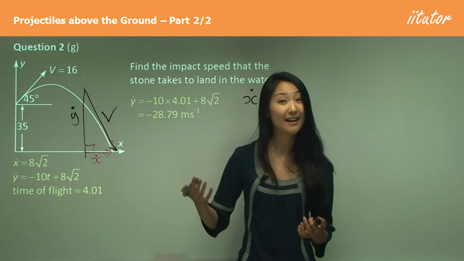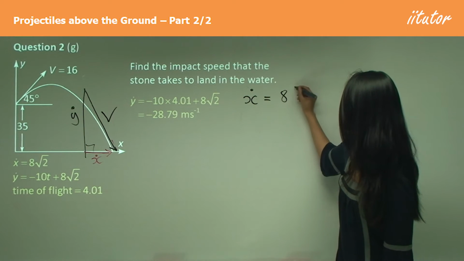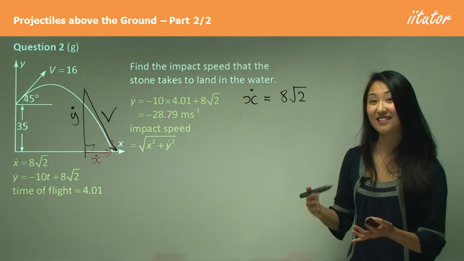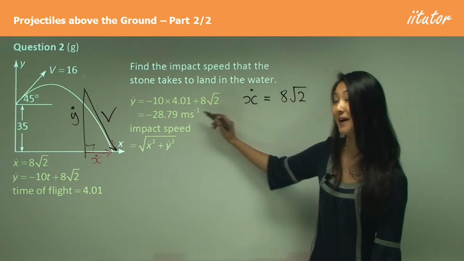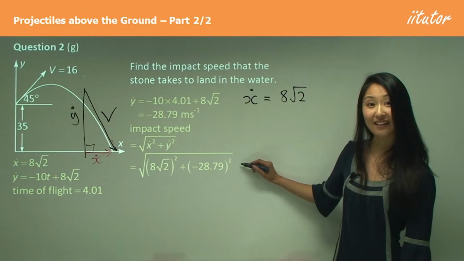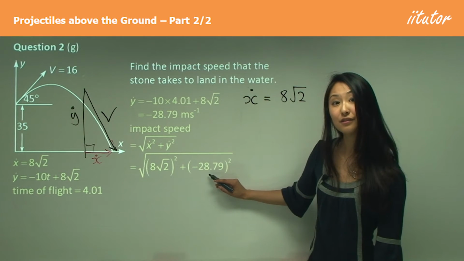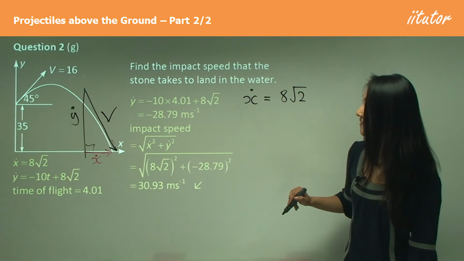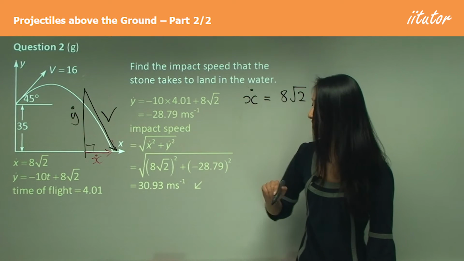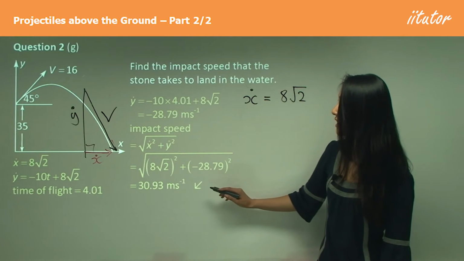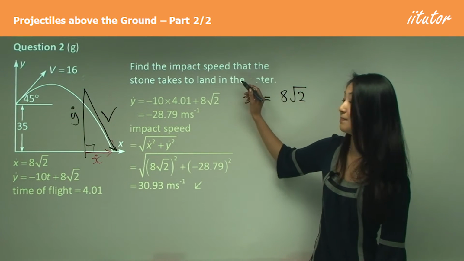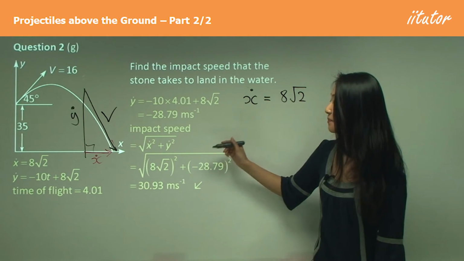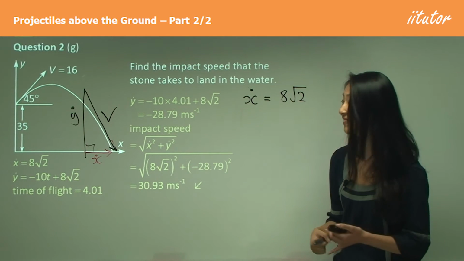Our horizontal velocity, we can just work out from differentiating our horizontal displacement, which was 8 square root 2 t. So just differentiate that, you get 8 square root 2. So now it's just easy Pythagoras. So you know the impact speed will be the square root of that squared plus that squared, like that. So your vertical and your horizontal velocity there. Now putting that into your calculator, you get that this v here, that velocity is 30.93. So that is the impact speed, so impact velocity of the stone as it lands in the water is 30.93 meters per second. All right.